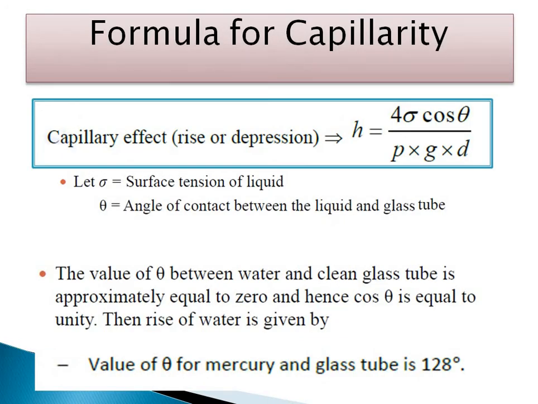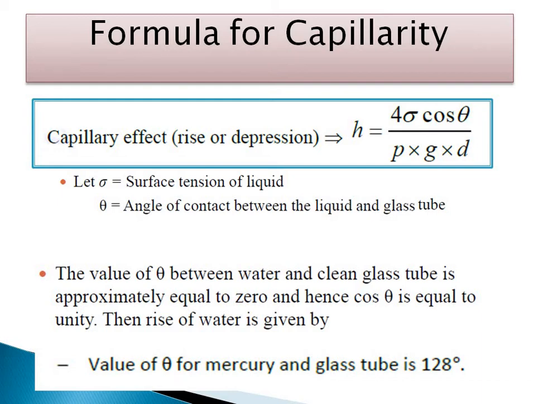Now we'll move further to the capillarity actions. We discussed the capillarity effect at the end of yesterday's lecture. So the capillarity rise can be given as H equals 4 times sigma cos theta divided by rho g d, where sigma is the surface tension and theta is the angle of contact between the liquid and glass. The value of theta between water and a clean glass tube is approximately 0, that is, we consider the water level to be flat inside the capillary.